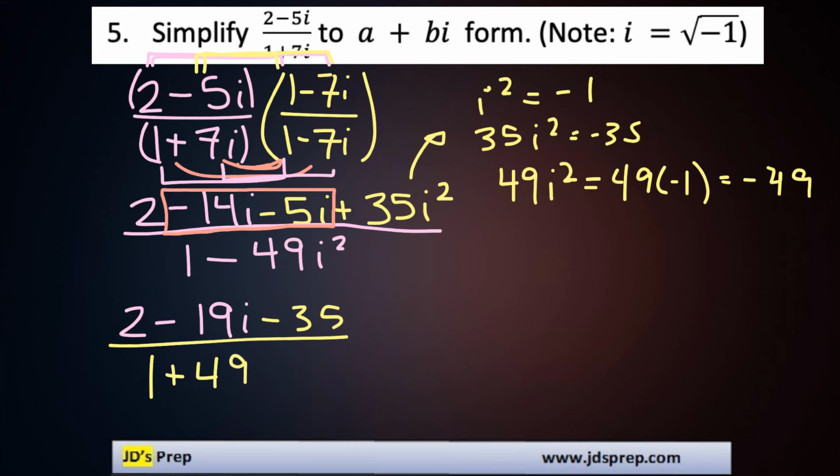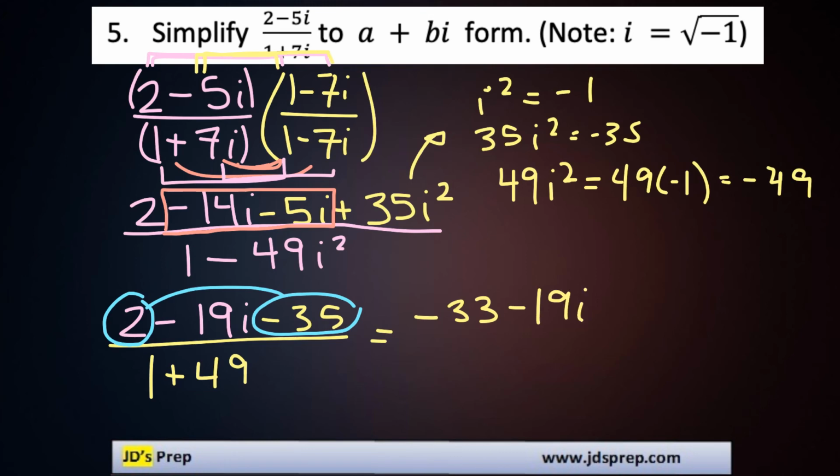Great. Next, we can combine these two constants in our numerator. So 2 minus 35 is negative 33. We'll leave that 19i alone. And then our denominator simplifies to 50.